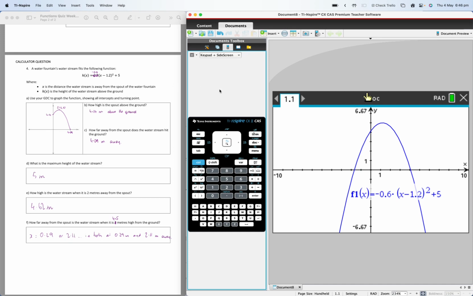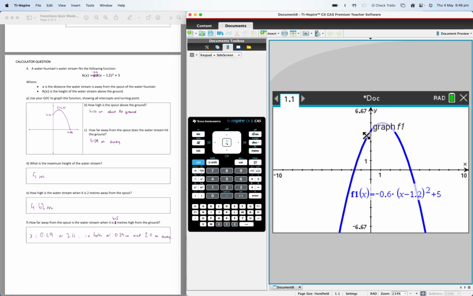Now, I've already put this into our calculator. If I go Control G and go up, you'll see there it is, minus 0.6, and so on. So that's fine. It's actually fitting quite nicely into this graph here, so I don't think I'll change the view. But when it says all intercepts and turning point, that means that value and that value, and the turning point here. It does not mean this one. And I talked about this in class.